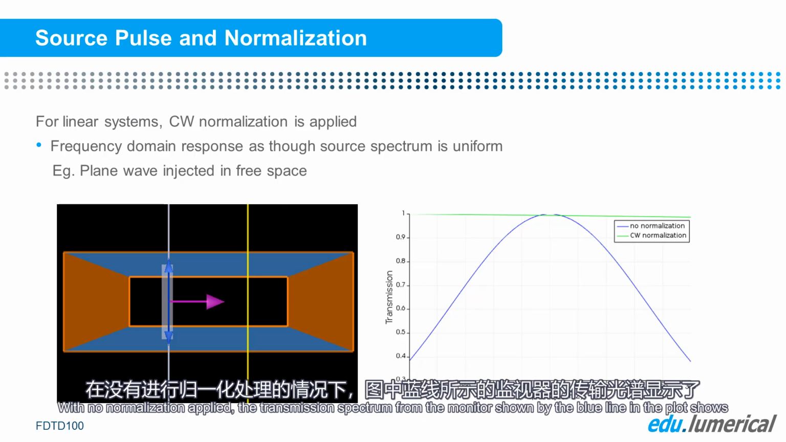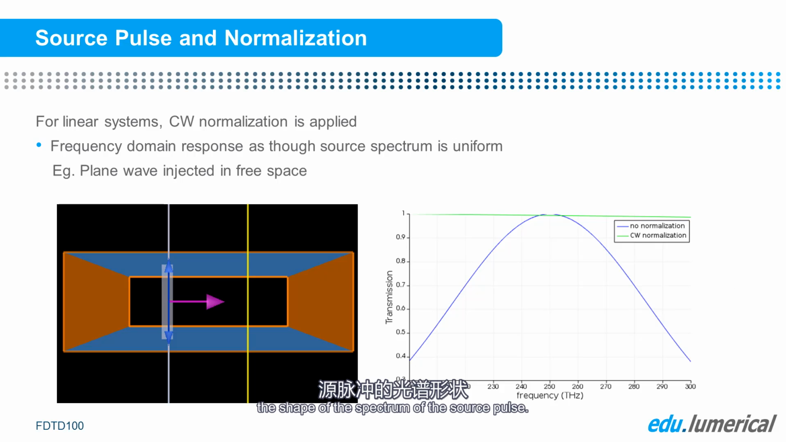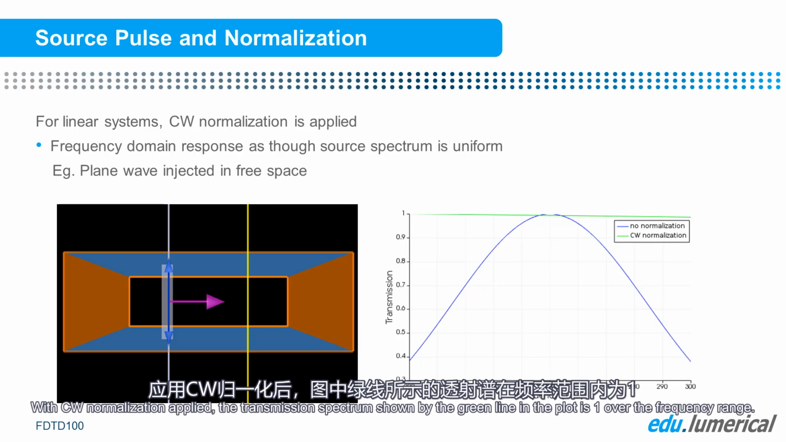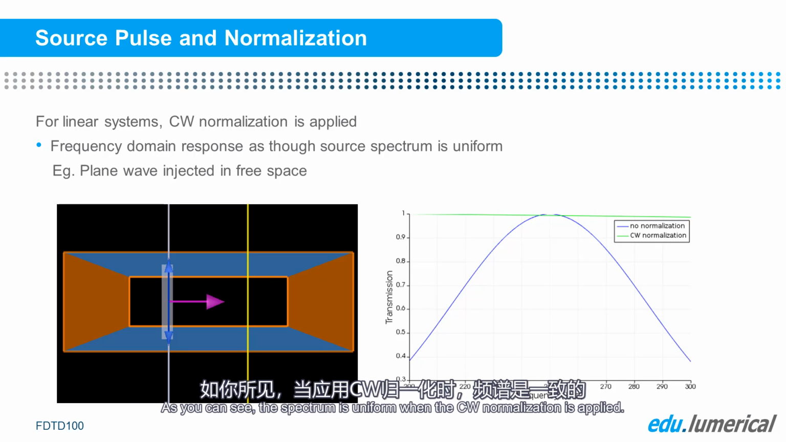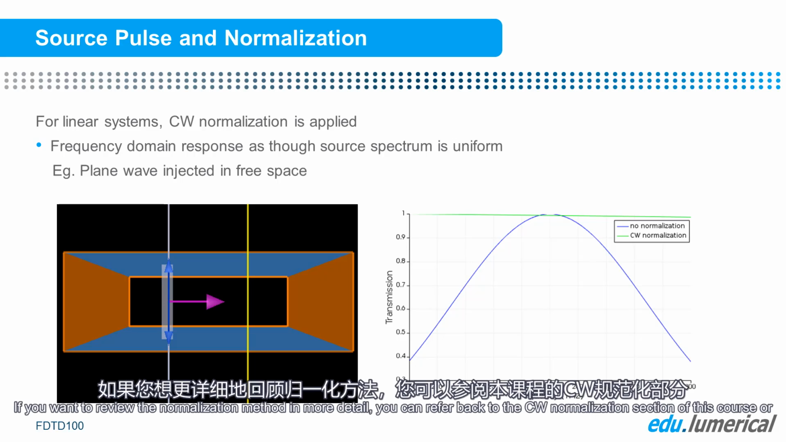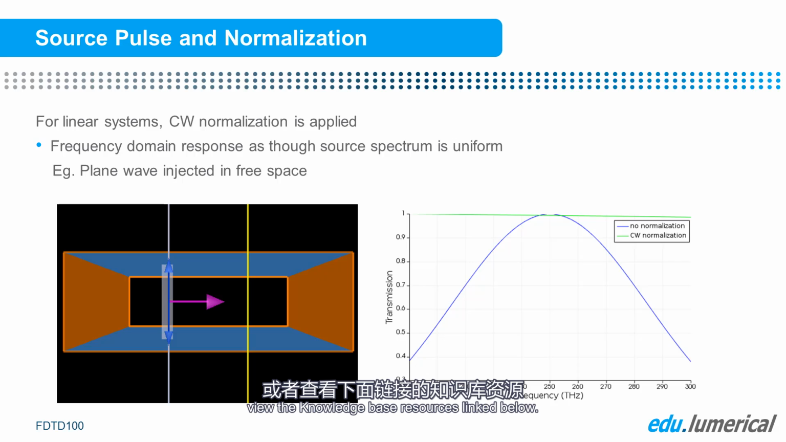Since the light is injected into free space, 100% of the light will pass through the monitor. With no normalization applied, the transmission spectrum from the monitor, shown by the blue line in the plot, shows the shape of the spectrum of the source pulse. With CW normalization applied, the transmission spectrum, shown by the green line in the plot, is 1 over the frequency range. As you can see, the spectrum is uniform when the CW normalization is applied. If you want to review the normalization method in more detail, you can refer back to the CW normalization section of this course, or view the knowledge base resources linked below.